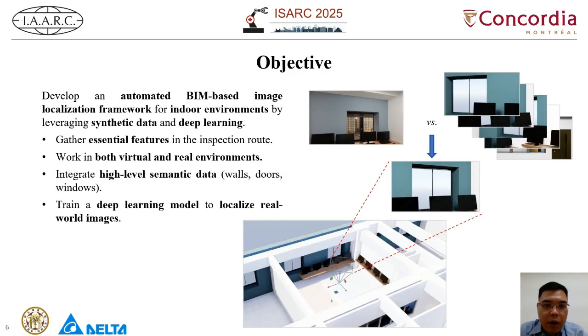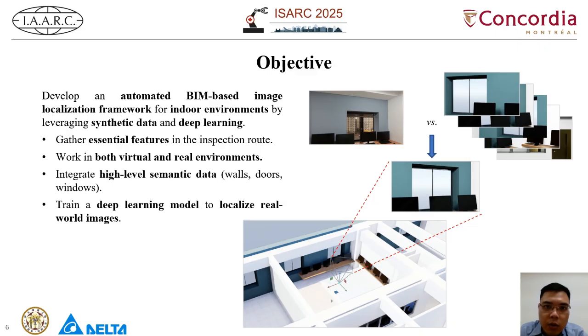The objective of our research is to develop an automated BIM-based image localization framework for indoor environments by leveraging synthetic data and deep learning. Following the framework, we will have a system that can extract essential spatial features from images captured in the inspection path. The system can bridge the gap between virtual BIM environments and real-world scenes. It also includes high-level semantic cues for better conceptual understanding.